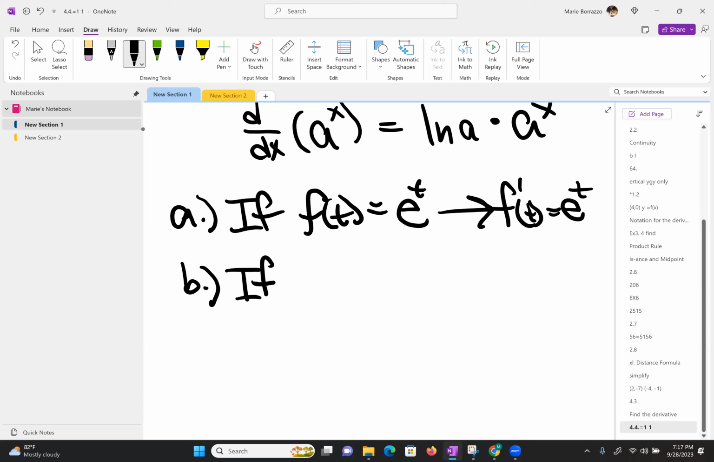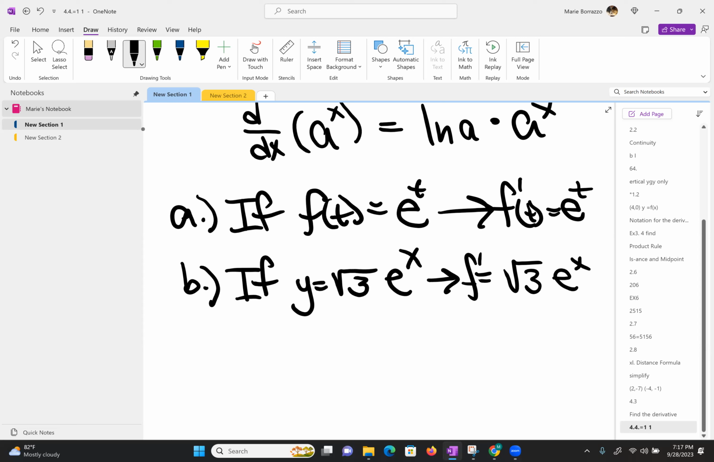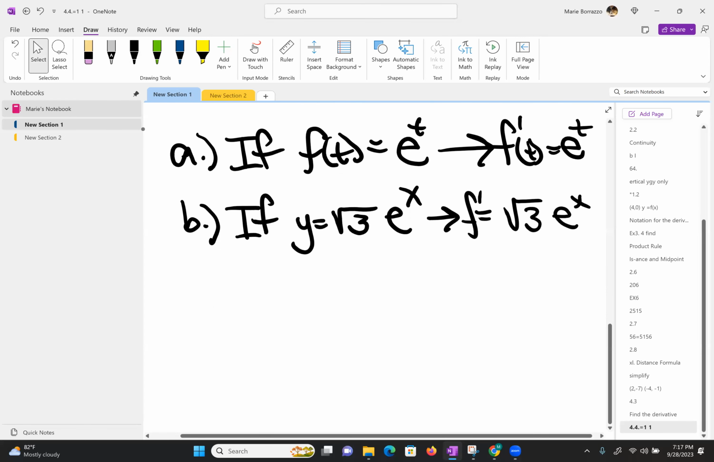If y is equal to the square root of 3, e to the x, what is the derivative of this function? What is the first derivative? It's simply going to be the square root of 3, e to the x. Practically identical. Is e to x under the radical sign? Nope. These are separate. So it's a coefficient. The square root of 3 is a coefficient.